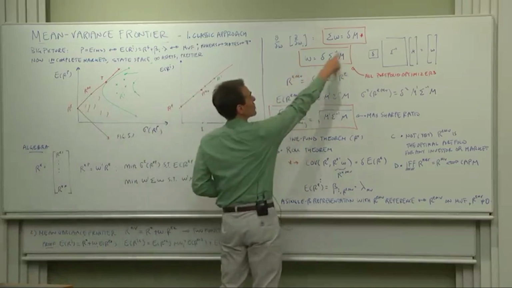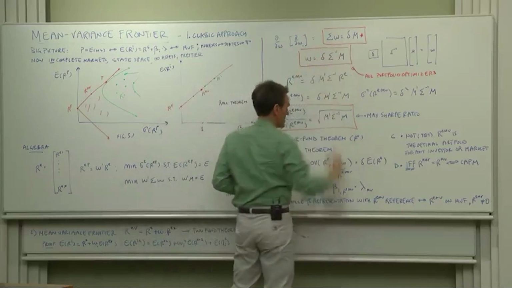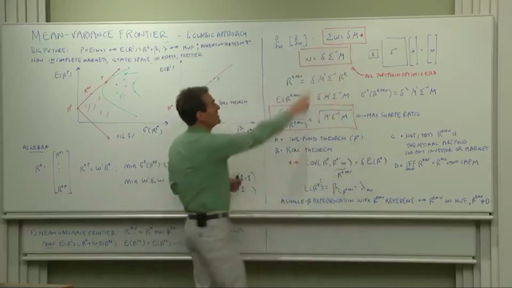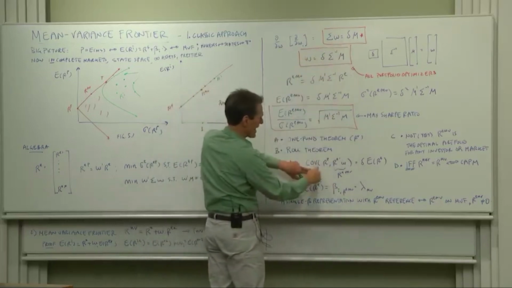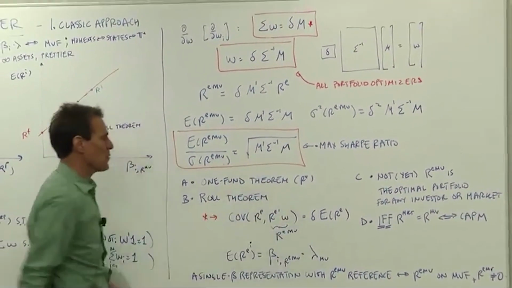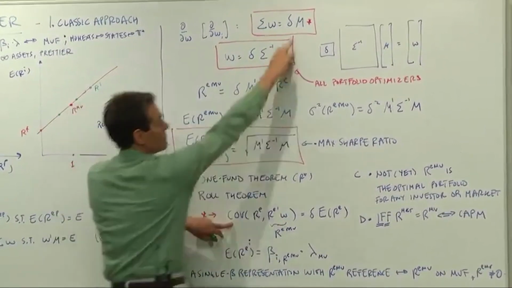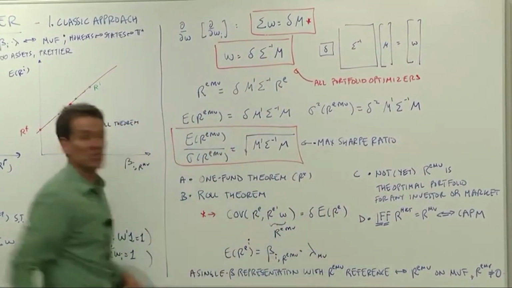Let's look at our first order condition up there. Sigma weights equals delta mu. What does that mean? Well, sigma times weights, that is the covariance. There's the sigma, covariance of returns, times the weights. So that's what that sigma weights term really looks like. Mu is the expected returns on the original assets.